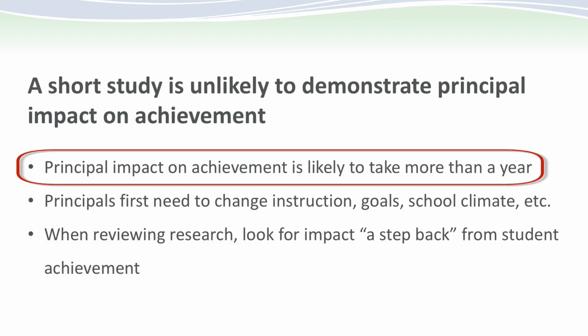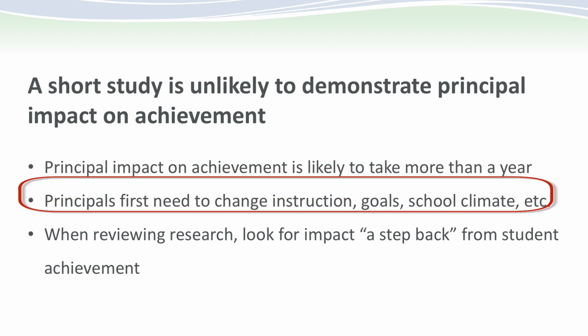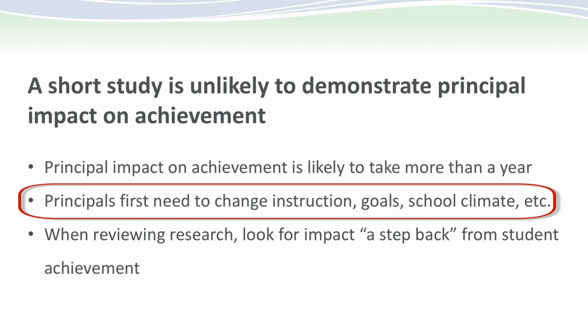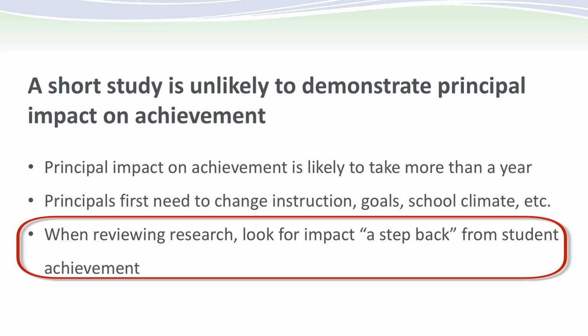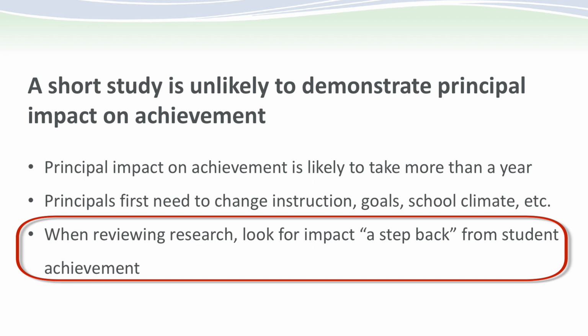You are really unlikely to see the principal change student achievement in 1 year, because first the principal needs to change the climate of the school, they need to change the instruction, they need to change the goals. There are a lot of things that the principal can have an impact on that will have impact on student achievement. So when looking at research, if you're looking at new studies, be cognizant that you might need to look a step back from student achievement if you have a study that's pretty short.